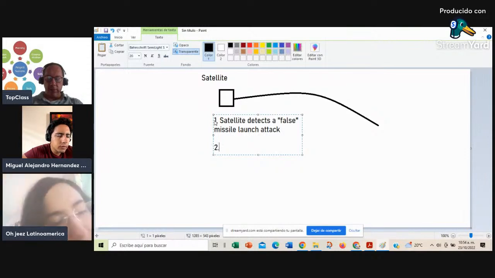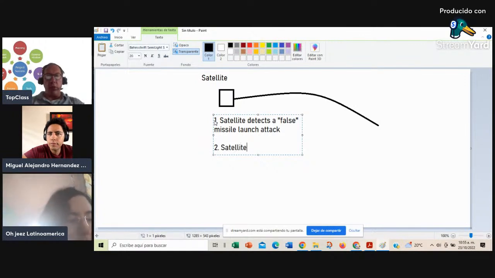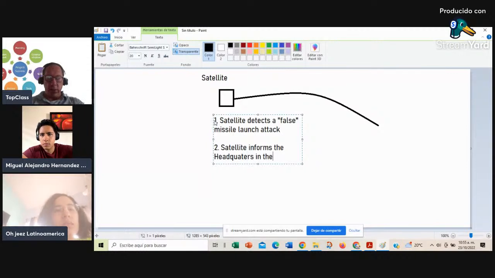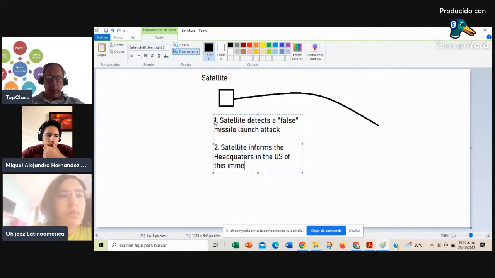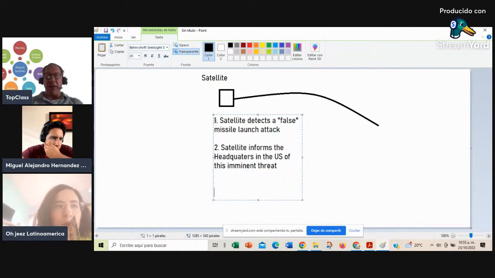Right, exactly. It's impressive how a little mistake can cause a nuclear war. Absolutely. Actually, this is very real. For example, in this case, and you will see it in the reading, a satellite detects a false missile launch attack. The satellite informs the headquarters in the US of this imminent threat, and they consider that they have minutes to respond. It's not like they have 2 or 3 hours. They have minutes to respond with a full-out retaliation attack.